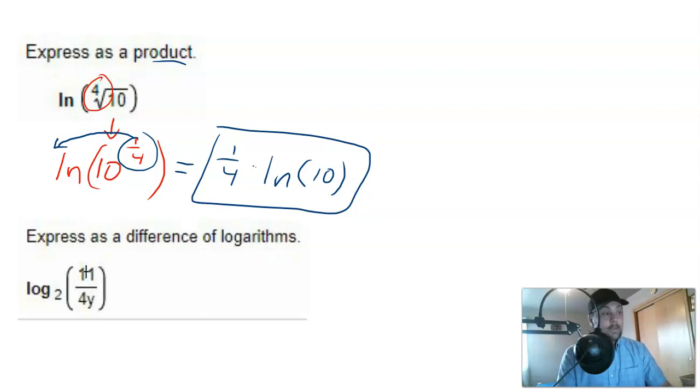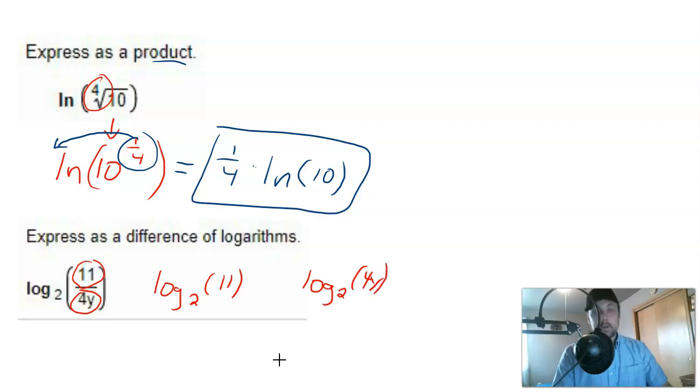Because we're dividing, we're going to split these two up into two separate logarithms. We'll have log base 2 of 11. So 11 goes inside of its own logarithm. The 4y goes inside of its own logarithm. And I kind of said it earlier, but now is when it's relevant. Because we are dividing, we will subtract these logarithms, right? Just like what we did before.